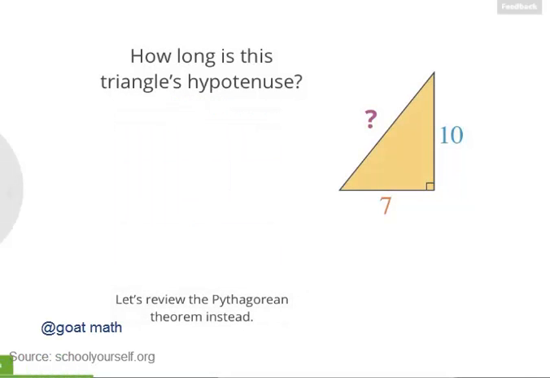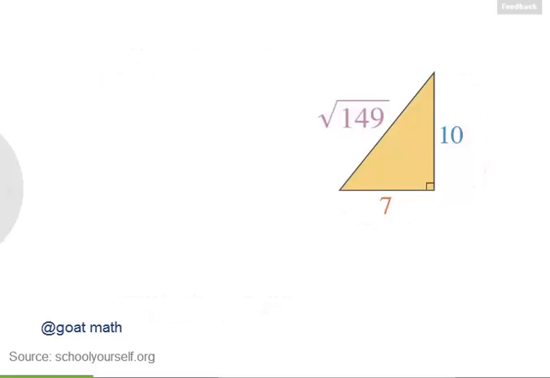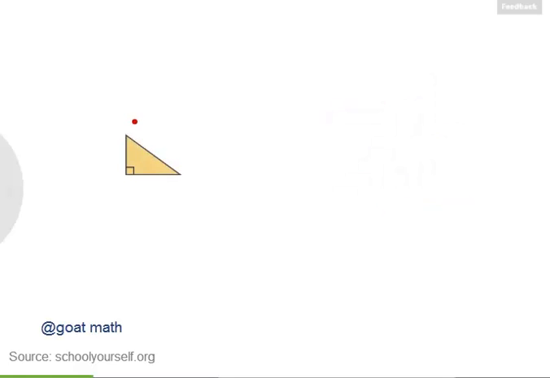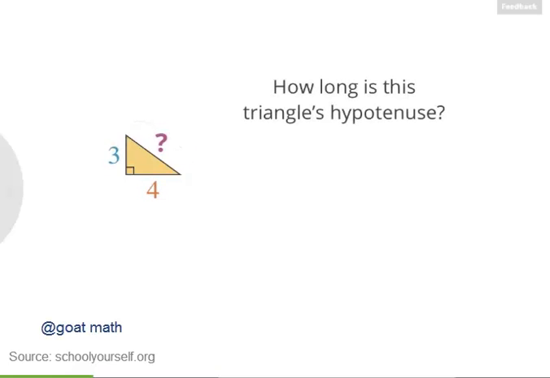Exactly. The hypotenuse of this right triangle is the square root of 10 squared plus 7 squared, so that's the square root of 149, or about 12.2. Next, try finding the hypotenuse of a smaller right triangle whose legs have lengths of 3 and 4. The numbers for this triangle will work out a little more nicely.